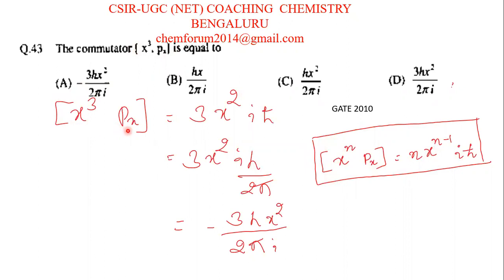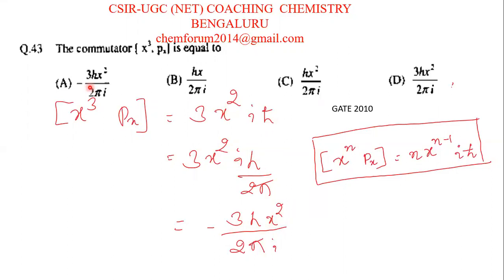Here we have [x³, px]. Now this would be equal to 3xⁿ⁻¹ iħ, which is 3x² iħ. Instead of ħ, you can write ħ in terms of h as h by 2π. Then coming to this step, you divide and multiply by i in both numerator and denominator. Then simplify, and you will get the value 3hx² by 2πi, which is minus 3hx² by 2πi. So this would be the answer.